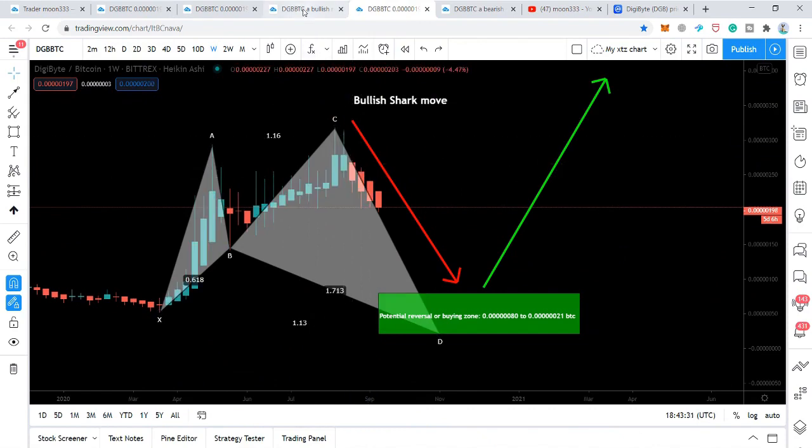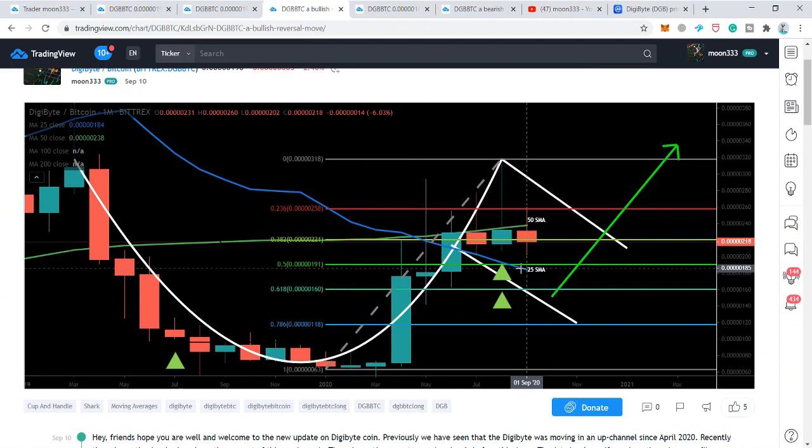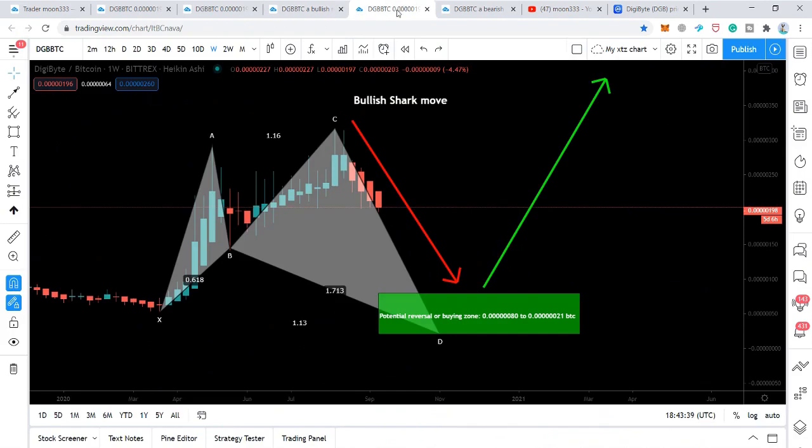For example, if this 25 simple moving average will be broken down, then I'm expecting that the price action will go for this bullish shark pattern. This is the initial leg. Then we have the retracement between 0.382 to 0.618 Fibonacci retracement level. Then we have the projection between 1.13 up to 1.618 Fibonacci projection of A to B leg.